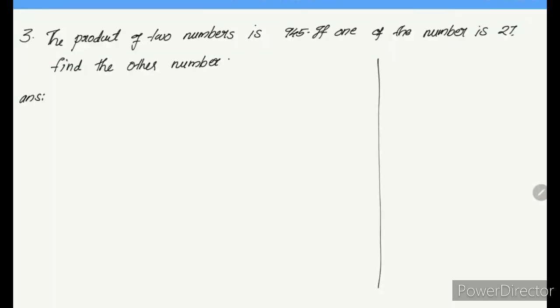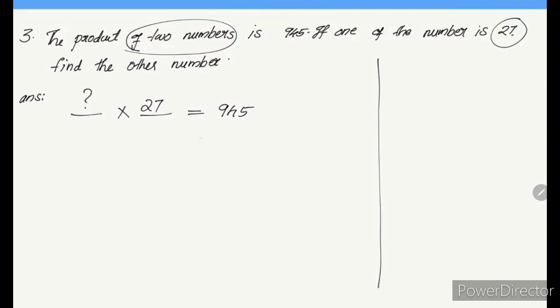This is another type of question from division. The product of two numbers is 945. If one of the numbers is 27, find the other number. See, when we multiply two numbers, we get the product 945. And here one number is 27. If one number is 27, what is the other number?